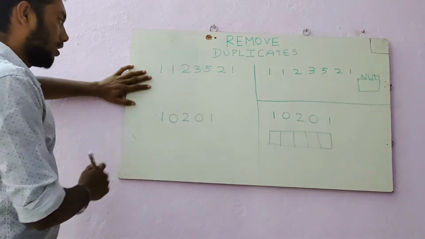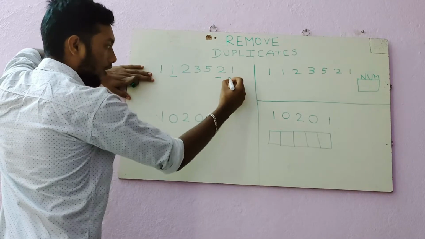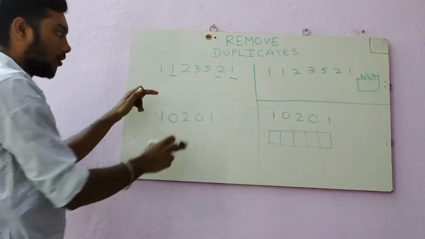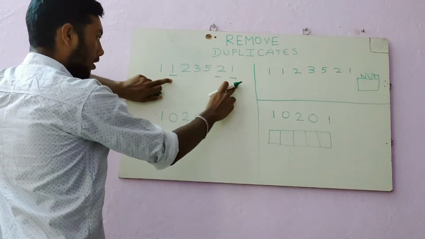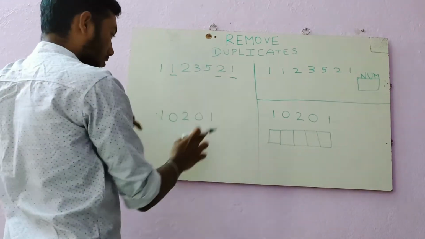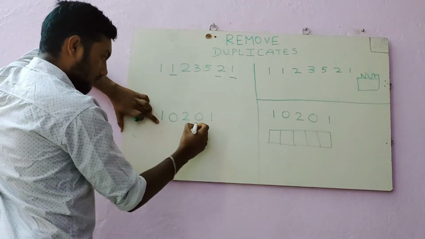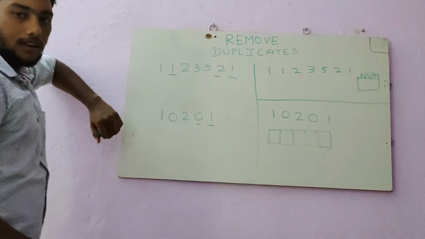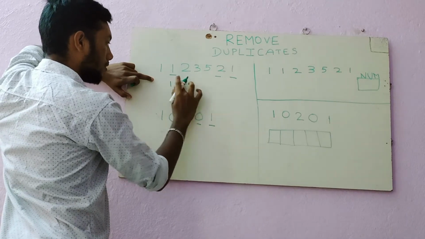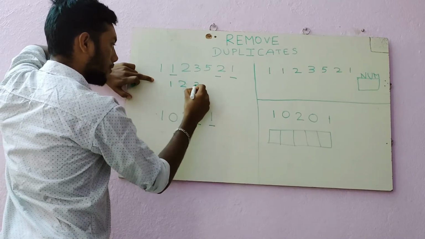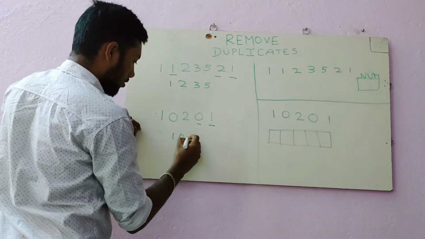Consider this array. In this array, these elements 1, 2 and 1 are duplicates. It means that these 1, 2 and 1 are repeated. Now consider this array. Yeah, you got that right. This 0 and 1 are the duplicate elements. The output of this array will be 1, 2, 3 and 5. Now the output of this array will be 1, 0, 2.